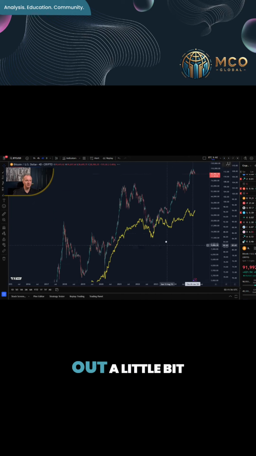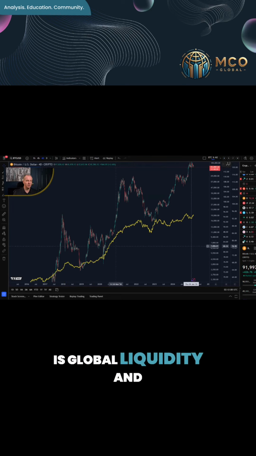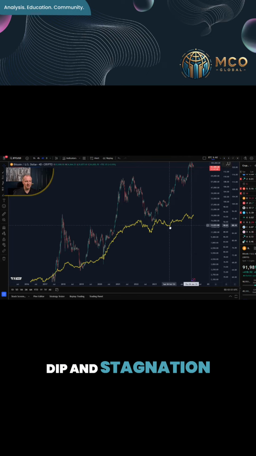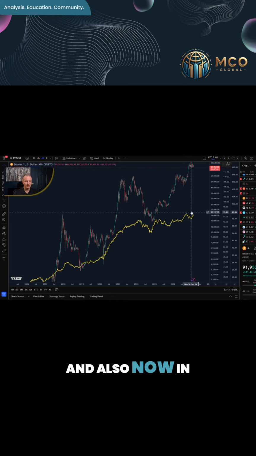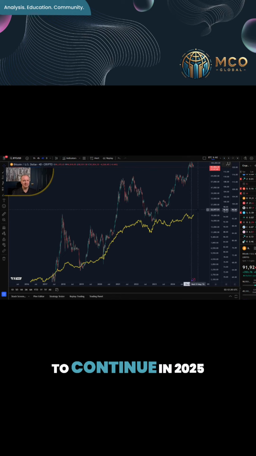So if we zoom out a little bit, what you can actually see is that this is global liquidity and it has been going up. Obviously, after 2020, there was a significant rise. We all know what happened then. And then from 2022, we've seen a sort of dip and stagnation. But now, at the end of 2024 and also now in 2025, it's growing again. And I would expect this to continue in 2025, M2 to go up.